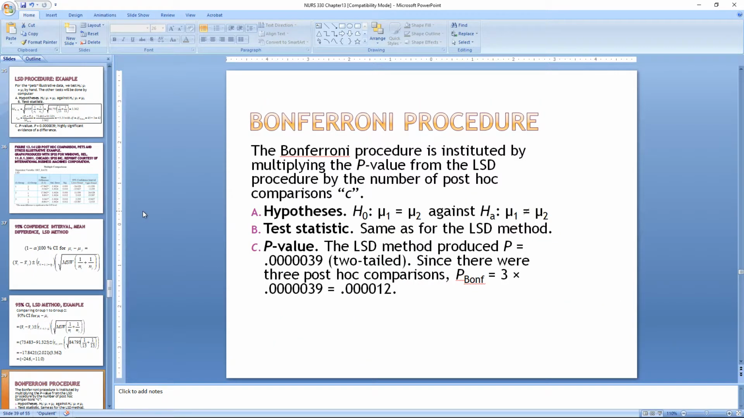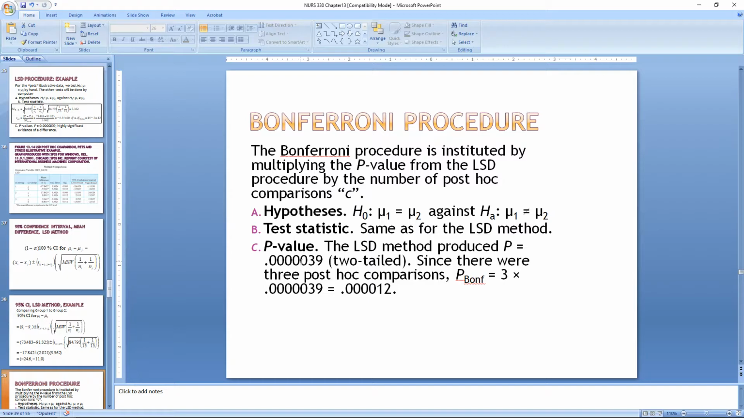Bonferroni procedure. The Bonferroni procedure is instituted by multiplying the p-value from the least squared procedure by the number of the post hoc comparisons. So we have the same hypothesis set up. Our t-statistic is the same as for the LSD. Where we go is our p-value has to be different, because as you're running multiple comparisons, this is a much more conservative approach, I'd say.